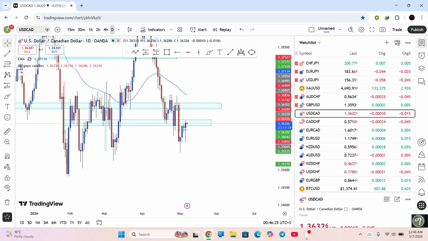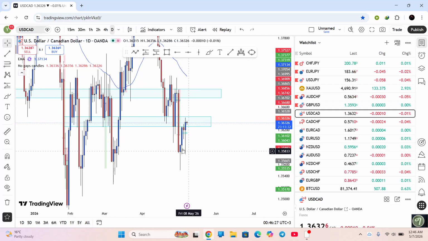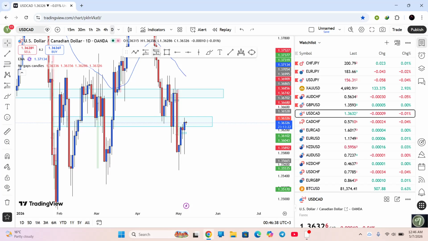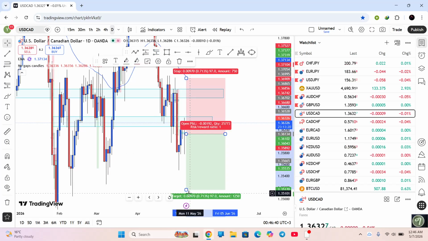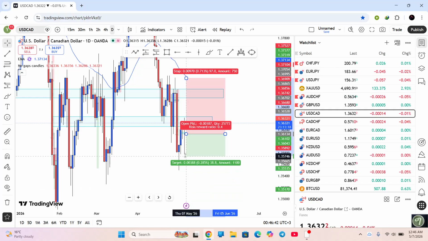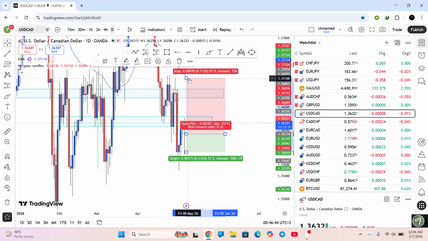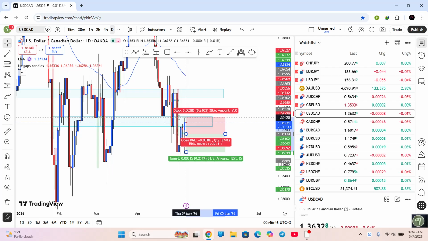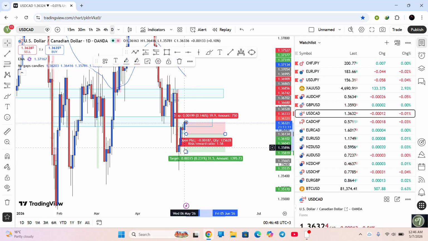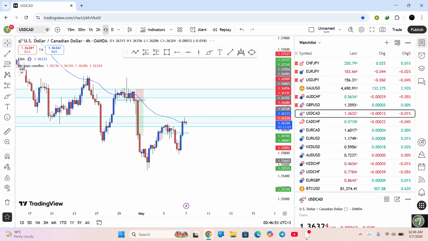USD-CAD, it actually played out perfectly. What I was expecting was for price to close as a bearish engulfing, but if I even entered this trade, my take profit level would be over here. So this would have been a winning trade. Yeah, if I took it, this would be a winning trade, but I did not because I did not get my entry on the 4 hour time frame.